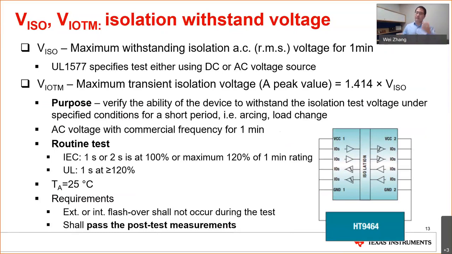For this short period, in IEC it is 1 second or 2 seconds at 100% of this value, or a maximum of 1.2 times the 1 minute rating. So in UL, it is tested for 1 second. You have to apply a 1.2 times ratio. If you are 3 kV, you have to test at 3.6 kV for 1 second. And it is tested at 25 degrees C. So here, if I see a routine test, it means every part has to finish this test in the final test with automatic testing equipment before it reaches your site. So it is a production tested item.